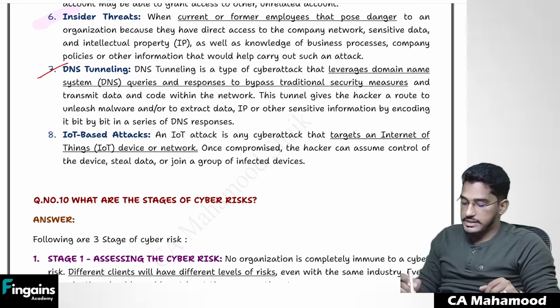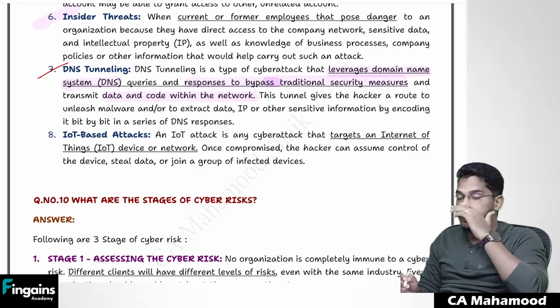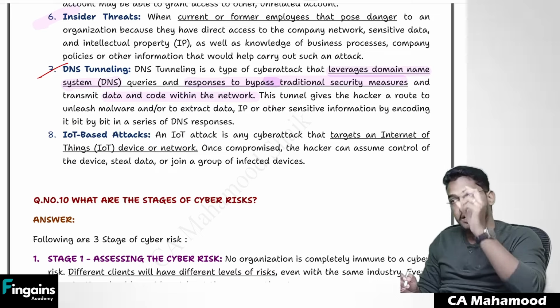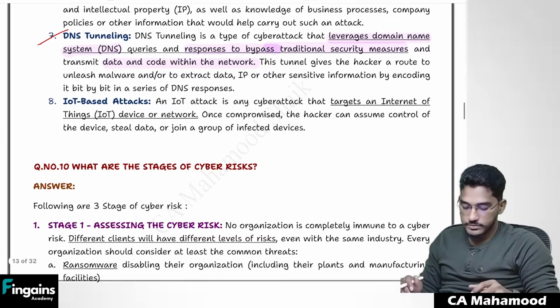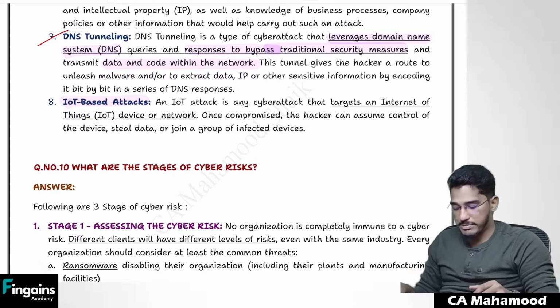DNS tunneling is a type of cyber attack that leverages domain name system queries and responses to bypass traditional security measures and transmit data and code within the network. So within the network, whatever data is being transmitted, they will try to breach the security codes and attack that network. Next one, we have something called IoT based attacks.